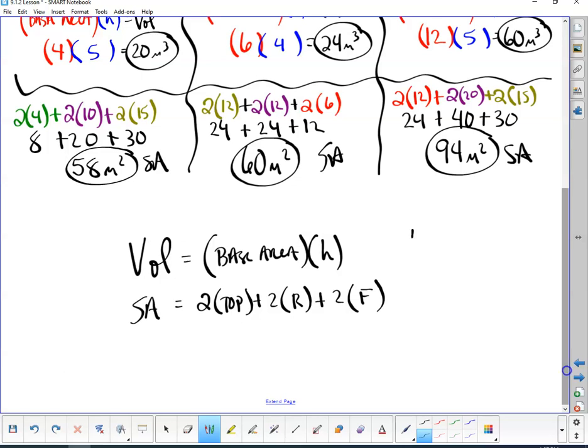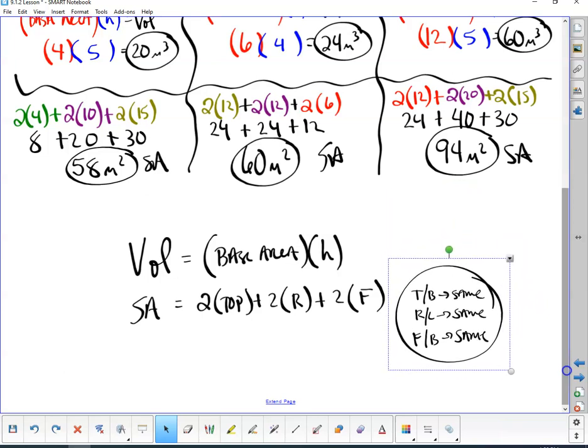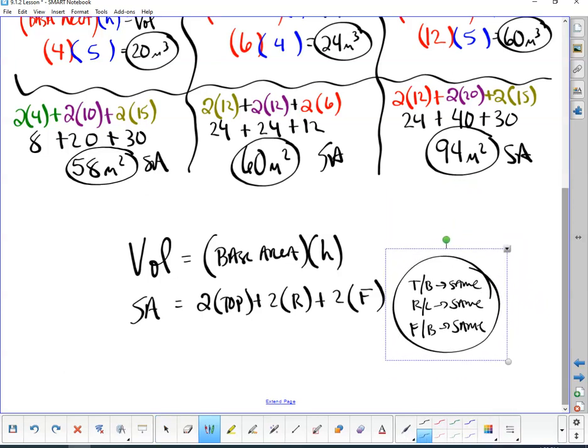because you've got top and bottom, which are the same. You've got right and left, which are the same. And you've got front and back. In most cases, it's the same, usually. So all of this is usually. Usually, but be careful. So just be aware of any hidden ones that might be there.